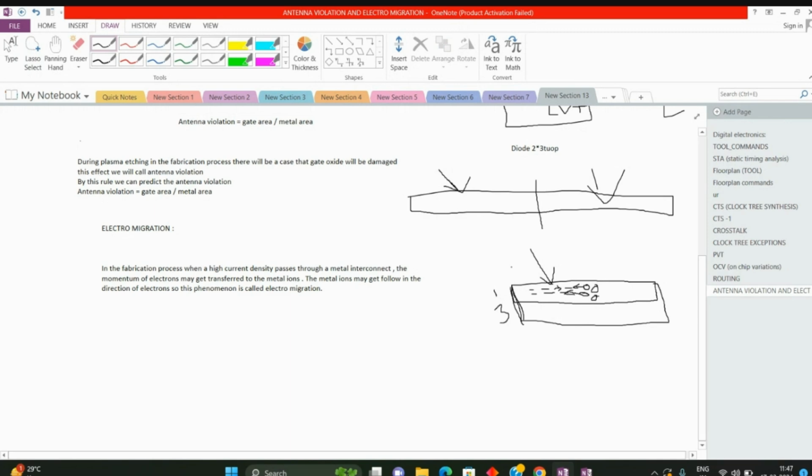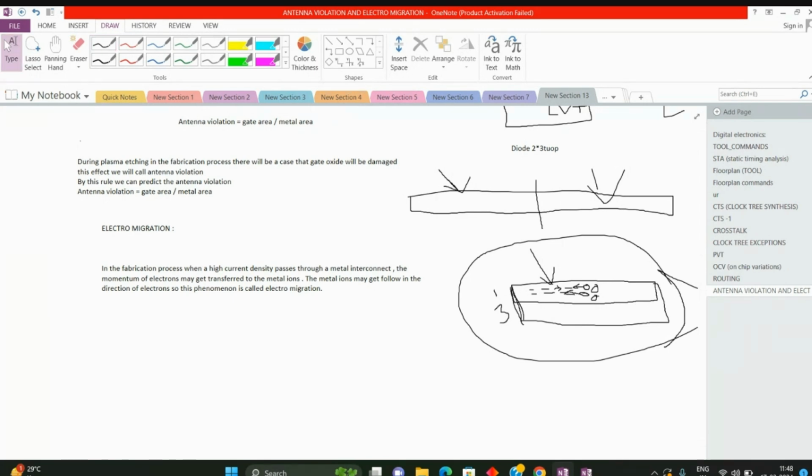First, for anything you need to check the net length, how much your net is causing the delay. That is what you need to check. If you have already broken the net, but it is still not fixing, then you will go to this method. Obviously, this method will fix your problem 100%, whether it is electromigration or antenna. If you insert an antenna diode, surely it will fix your problem.